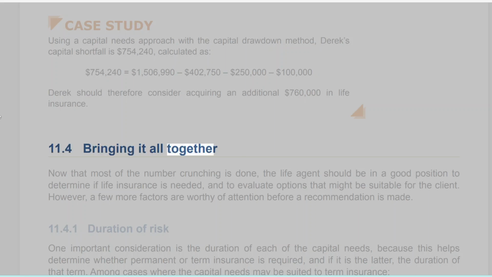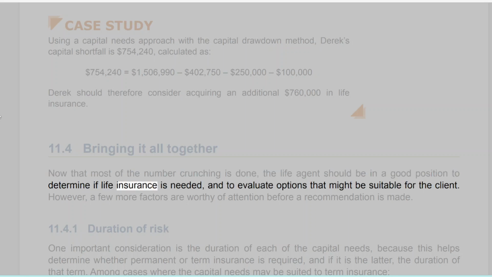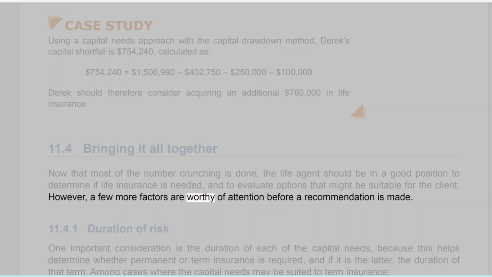11.4 Bringing it all together. Now that most of the number crunching is done, the life agent should be in a good position to determine if life insurance is needed, and to evaluate options that might be suitable for the client. However, a few more factors are worthy of attention before a recommendation is made.